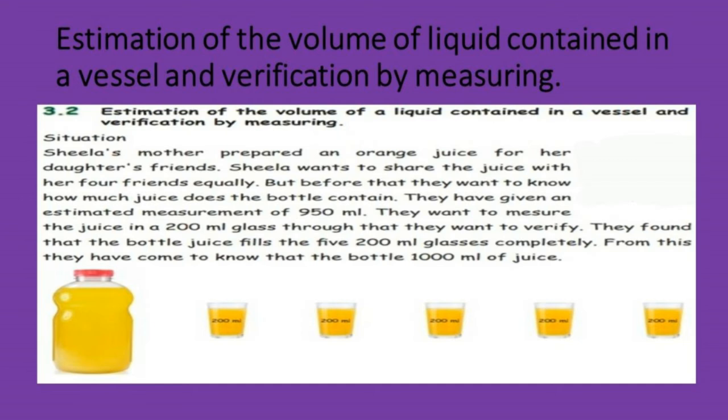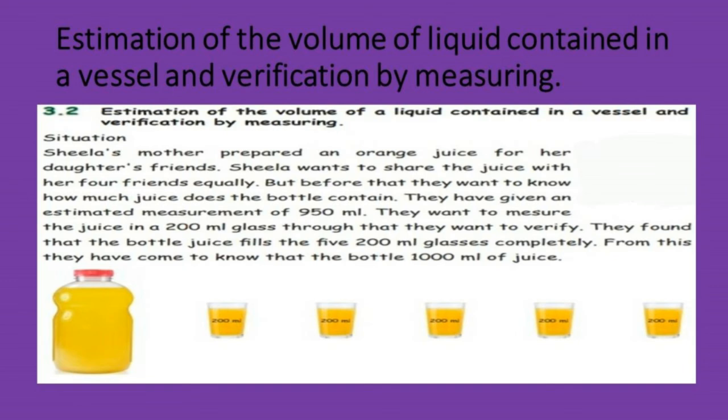Estimation of the volume of liquid contained in a vessel and verification by measuring. Situation: Sheila's mother prepared an orange juice for her daughter's friends. Sheila wants to share the juice with her 4 friends equally, but before that they want to know how much juice the bottle contains. They have given an estimated measurement of 950 milliliter. They want to measure the juice in a 200 ml glass. Through that, they want to verify.